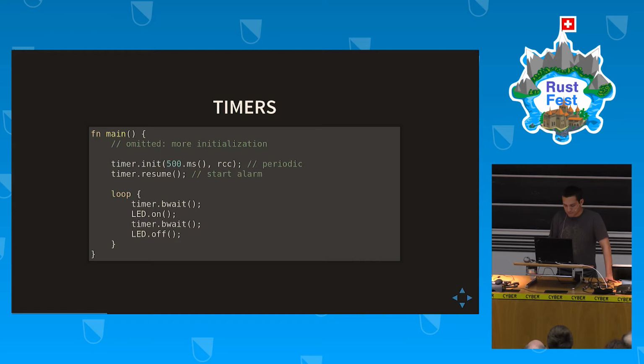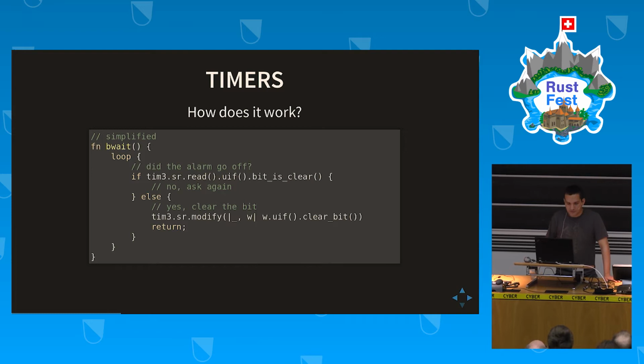How does this V-wait method work? So this timer, you can read its status by reading the status register. This status register is a 32-bit peripheral memory. And when the alarm goes off, one of the bits of this status register will be changed to one. So what we do in this method is continuously poll the state of the register until the bit is set to one. That indicates that the alarm has gone off.